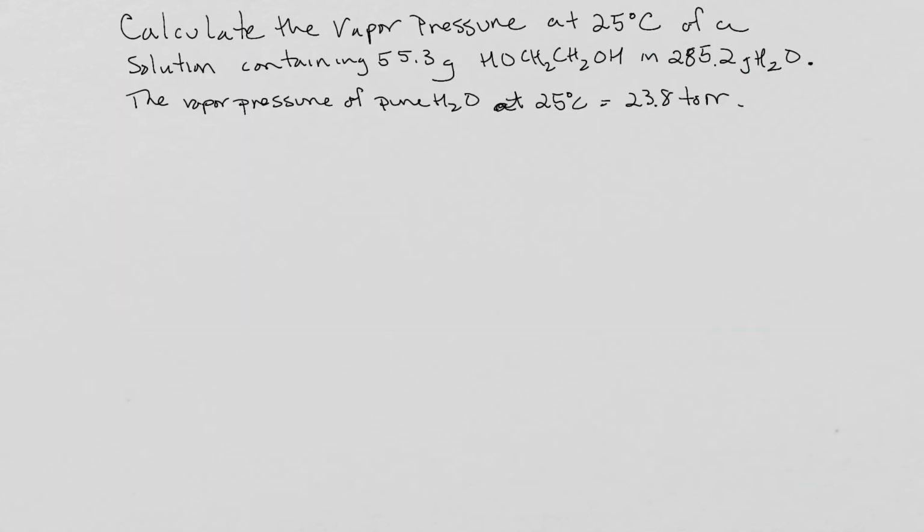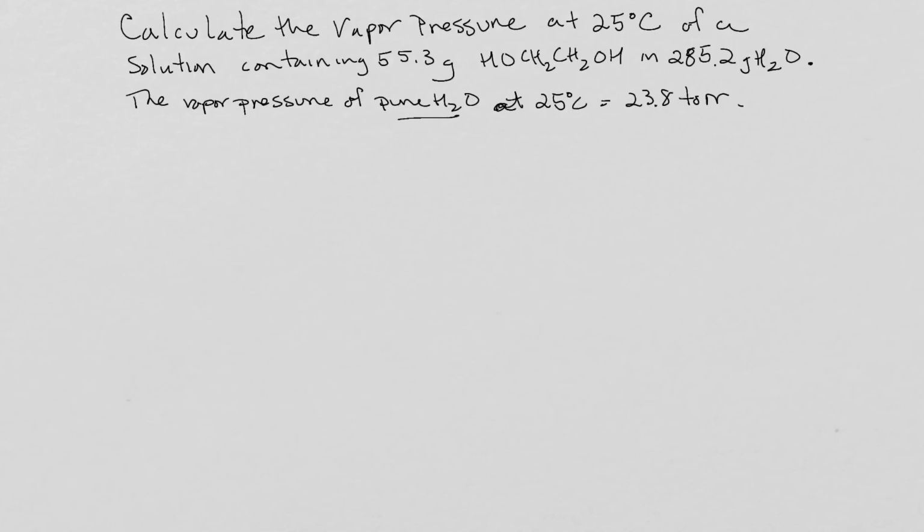Okay, so let's look at a problem using Raoult's law. Now, this is of course an ideal situation. We're not looking at deviations here. So I'm going to calculate the vapor pressure at 25 degrees of a solution containing 55.3 grams of this compound, HOCH2CH2OH, in 285.2 grams of water. And I'm told that the vapor pressure of pure water, the pure solvent, at 25 degrees is 23.8 torr. That's a pretty common unit that you'll see for these kinds of problems, torr, millimeters of mercury.